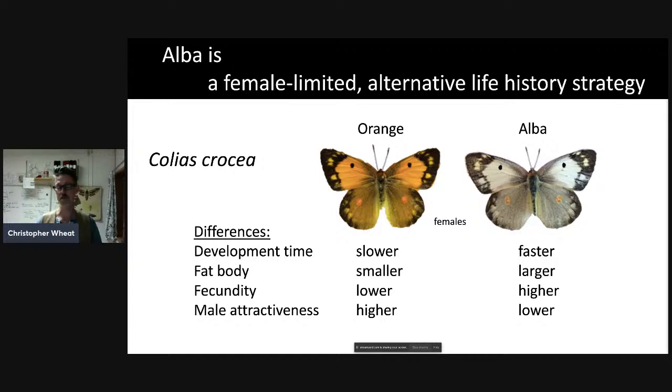Why? Well, a number of studies have shown that the development time is actually faster in these alba females compared to orange. These alba females also emerge from their pupal stage with more fat body. As adults, they have a higher fecundity. Males don't like them as much, so they're not as attractive. And so all of this comes together as alba being a rather complex suite of traits that is an alternative life history strategy that segregates as a Mendelian trait within populations.